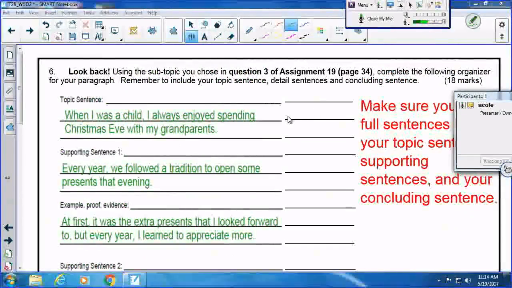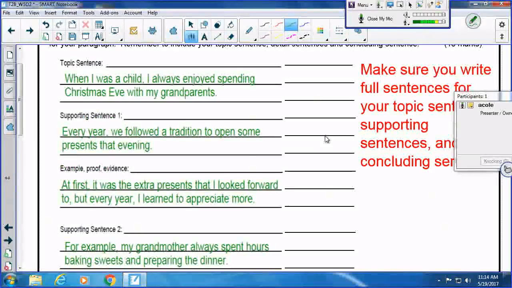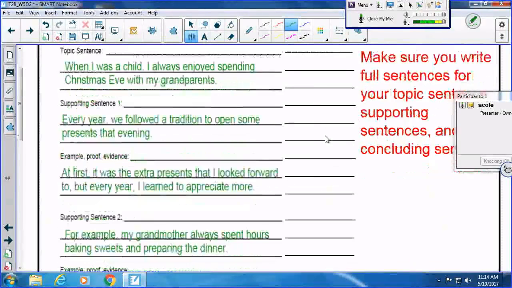Okay, so here's my topic sentence. When I was a child, I always enjoyed spending Christmas Eve with my grandparents. So you can see that's one sentence. It lets people know that this is a childhood memory, and it lets them know that I'm talking about Christmas Eve and being with my grandparents. And so then everything that I say in the middle will relate to that.